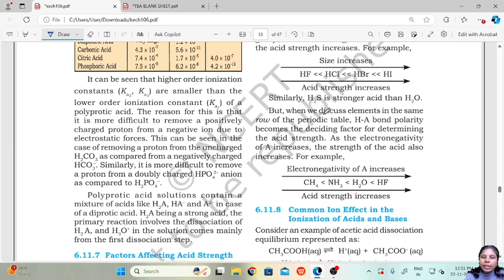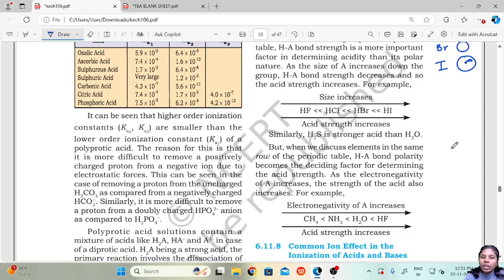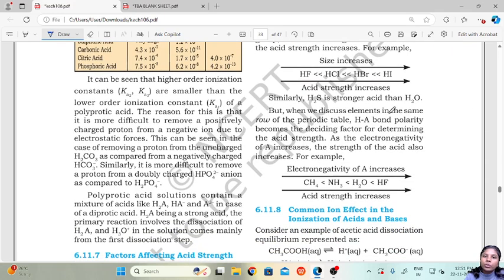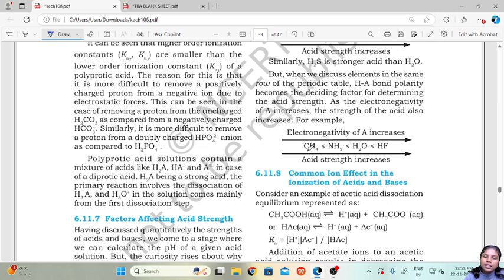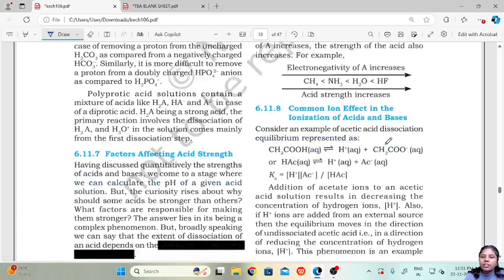But when we discuss elements in the same row of the periodic table, HA bond polarity comes into the picture. That becomes the deciding factor for determining the acid strength. Now this was about the same group. When we are talking in terms of a row, we will look more specifically at the polarity. So as the electronegativity of A increases, the strength of the acid will also increase. An example is CH4, NH3, H2O and HF. HF will have the highest acidic strength, and its electronegativity also will be the highest.